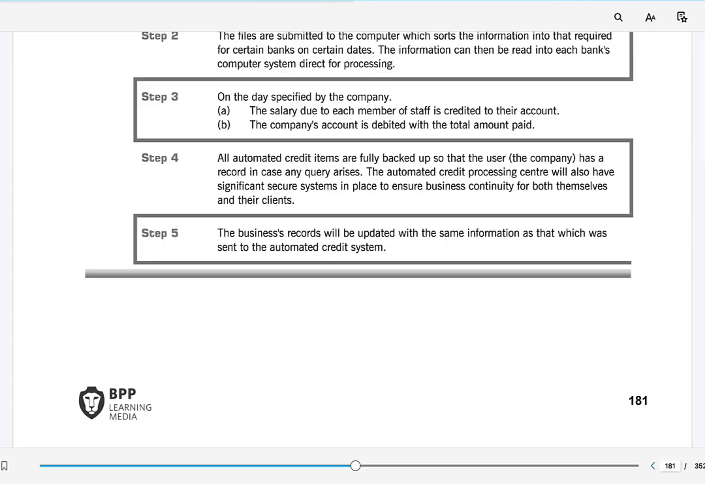Final classroom summary for steps 4 and 5. Step 4 is about safety and control. It makes sure every automated payment has proof and backup. It also makes sure the processing center has secure systems and continuity. Step 5 is about correct accounting. It makes sure the ledger is updated using the same payment information, so the business records remain accurate and reliable.